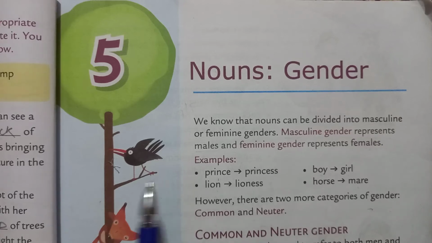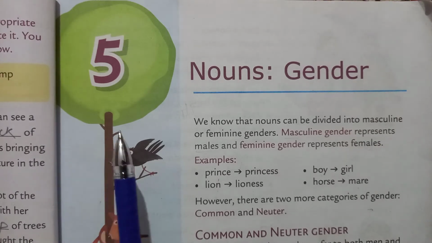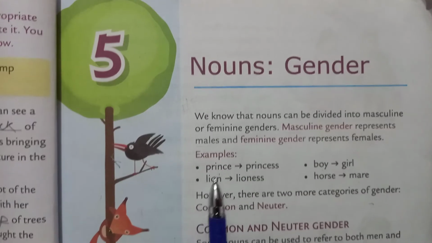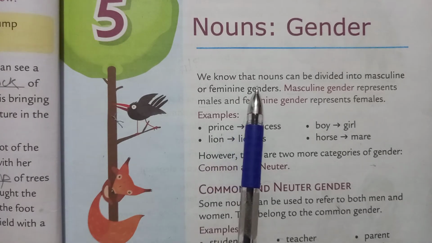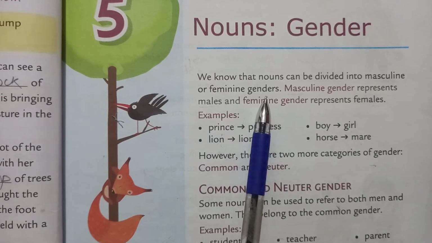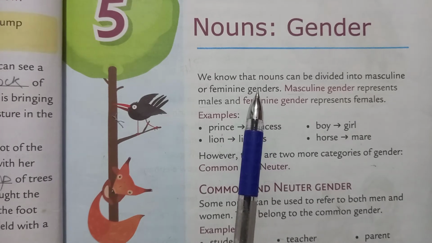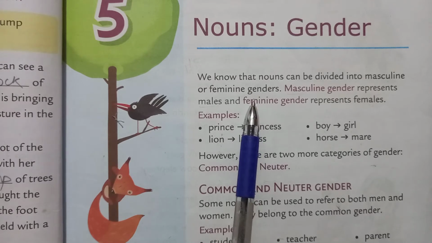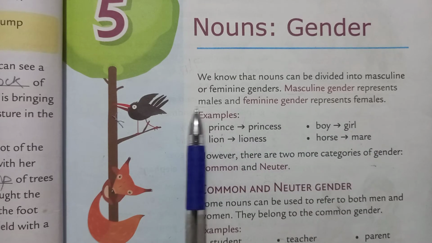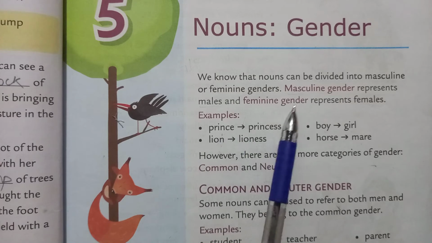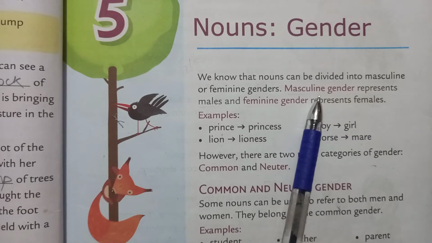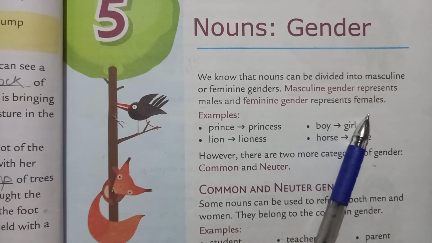Good morning, students. Today we will start a new chapter, chapter 5, Nouns: Gender. Now, we know that nouns can be divided into masculine or feminine genders. Masculine gender represents males and feminine gender represents females. So masculine refers to males and feminine refers to females.